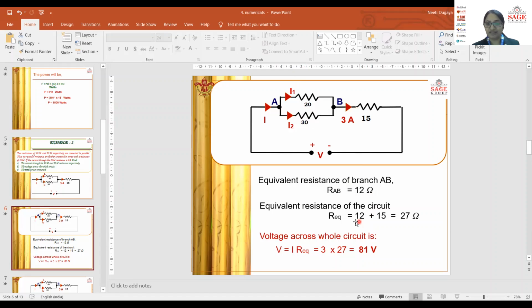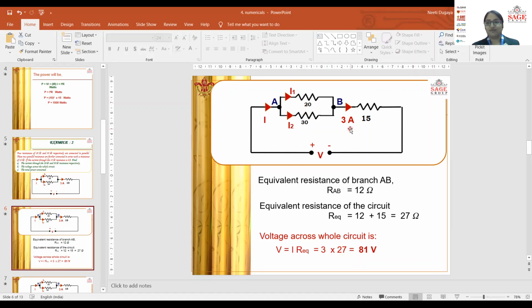So what would we be having? We would be having the total equivalent resistance of the circuit as 12 plus 15, that is 27 ohms. Now the voltage across the whole circuit would be, right? As we already know, the current flowing through this 15 ohm element is 3 ampere, and I1 plus I2 would give you the 3 ampere. That means I1 plus I2 is equal to 3 amperes, and that is the current of this whole circuit, right? So current I is equal to 3 ampere, that is the loop current of this given circuit.